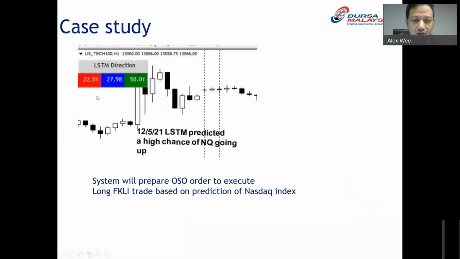So the system will actually make a trade. At that date, the LSTM, which is the long short-term memory machine learning model, predicted a high chance of Nasdaq going up. What does that mean? It means KLCI will also go up. So based on Nasdaq going up, the system went long on KLCI, the FKLI trade, based on the prediction of the Nasdaq index. An intermarket model using machine learning, fully executed in RHP, fully automated. So that's one case study that we have, and that is our machine learning.